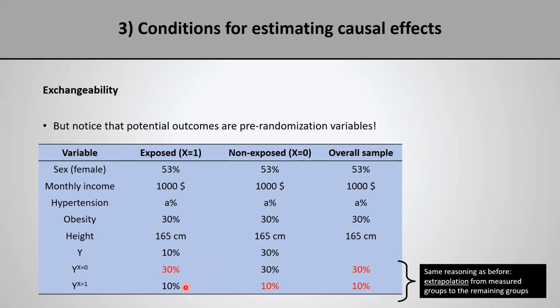And we can apply the same logic for the potential outcome under exposure. We observe 10% in the exposed group. And because we know that they are fully comparable, we know that we would have observed 10% in the unexposed group had the unexposed been exposed. And because we have 30% in both the exposed and unexposed, in the overall sample we observe 30% here, and the same for the potential outcome under exposure.